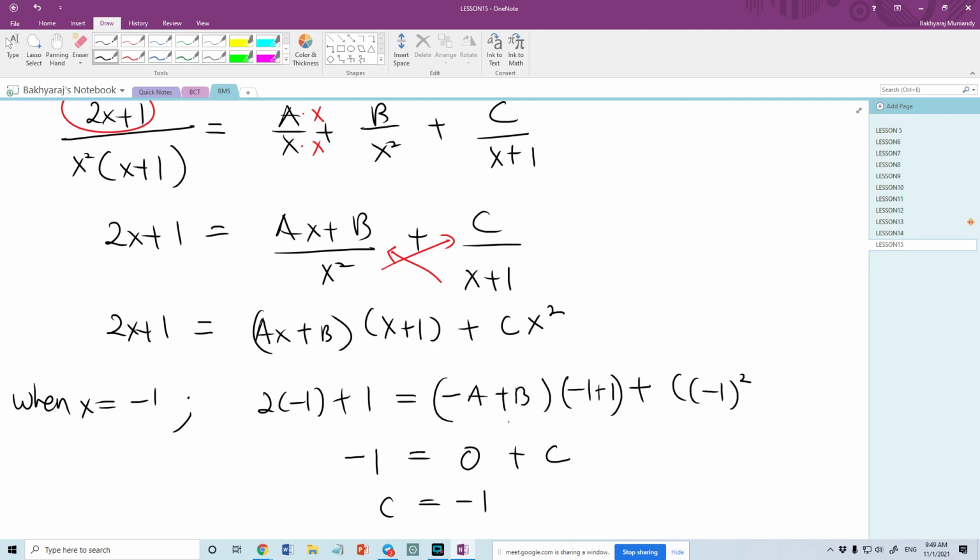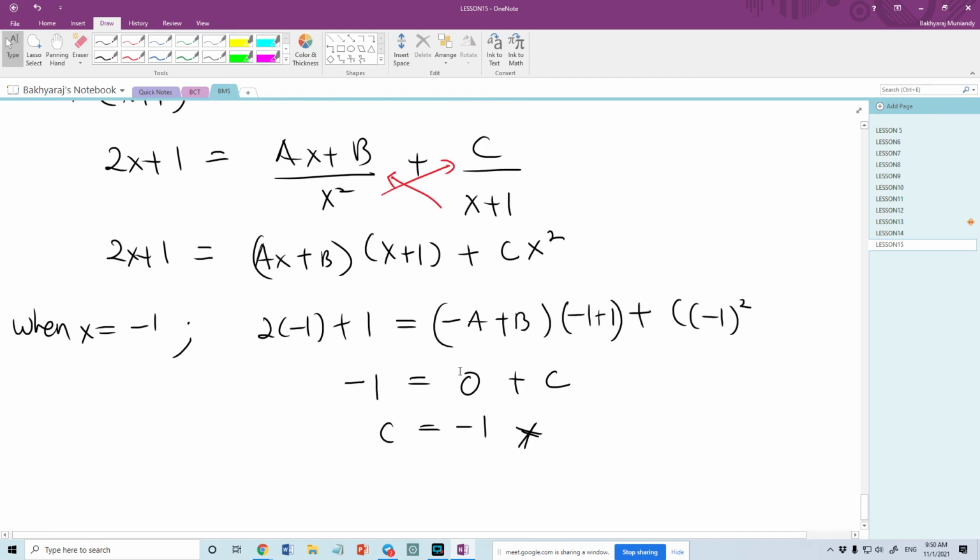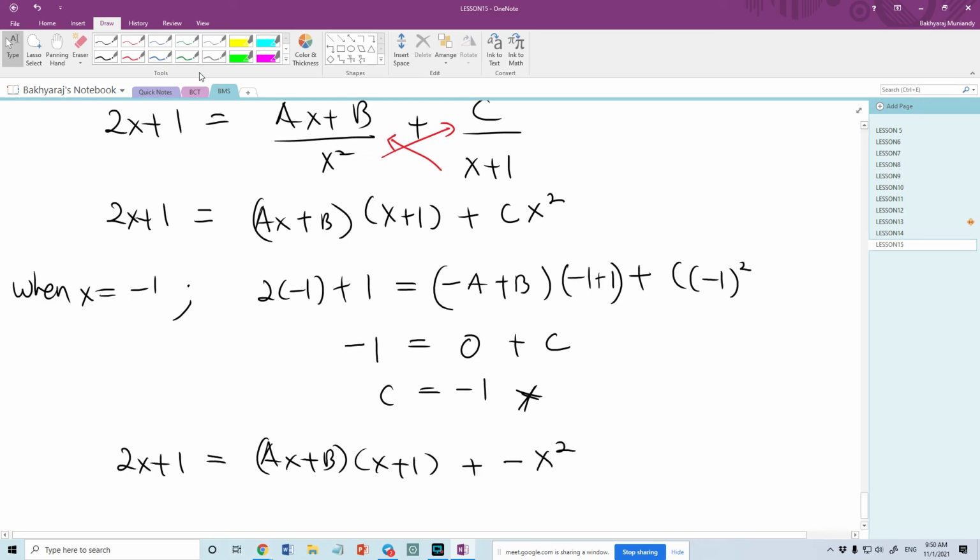So you already have the answer for C. Next we proceed to A and B. We have to do 3 times because there are 3 constants, so we get them one by one. We already have the answer for C, C is negative 1. Next, substitute negative 1 into the equation. So you get 2x plus 1 equals ax plus b times x plus 1, and then negative x square. The c becomes negative, so negative x square.